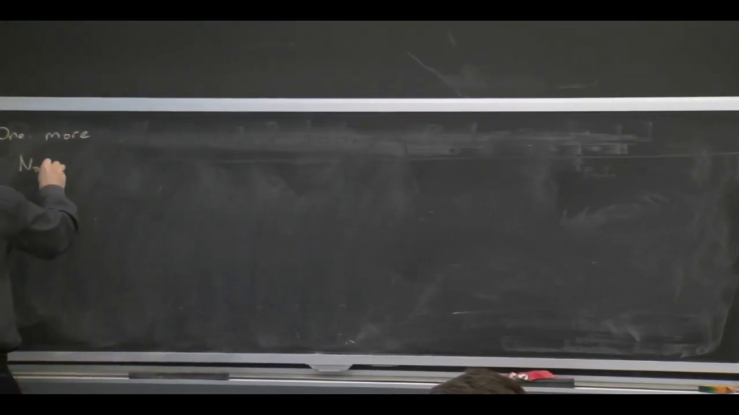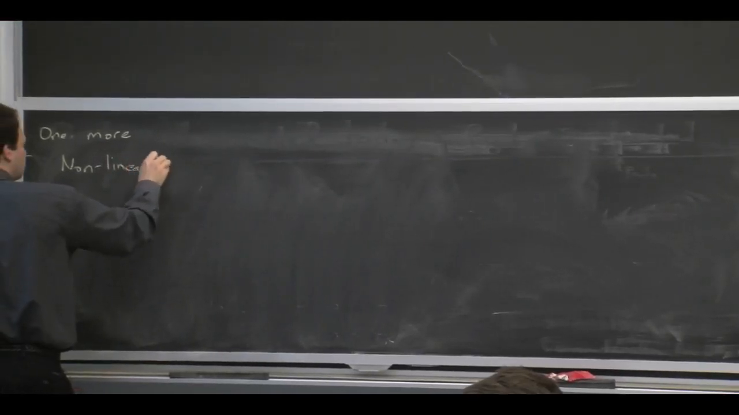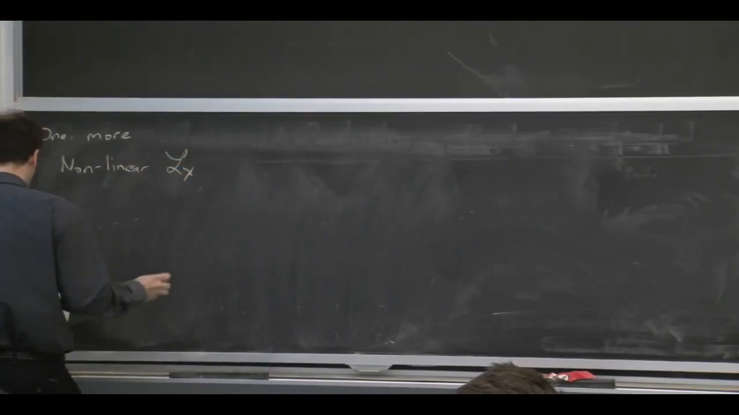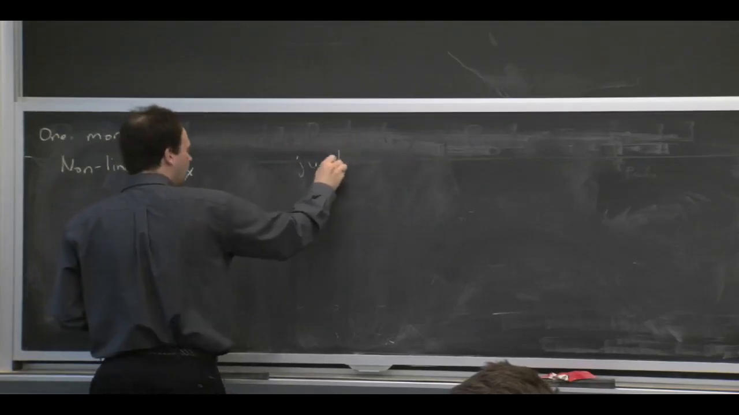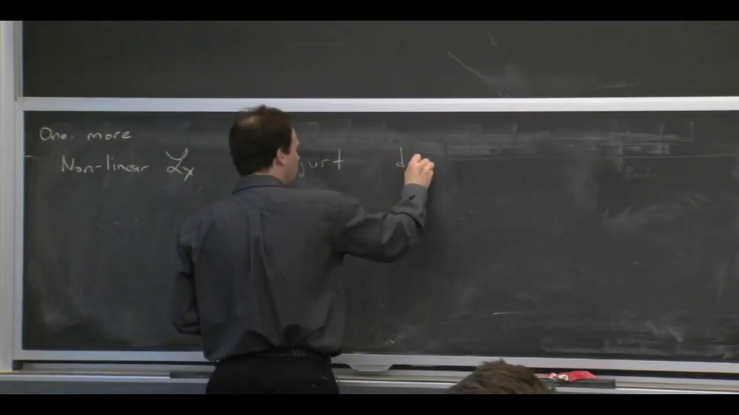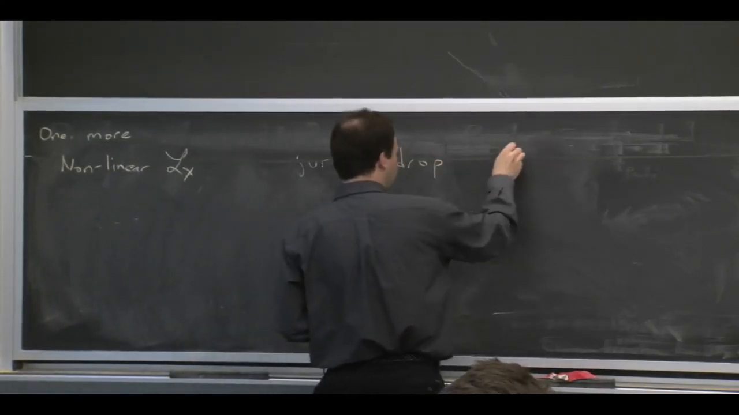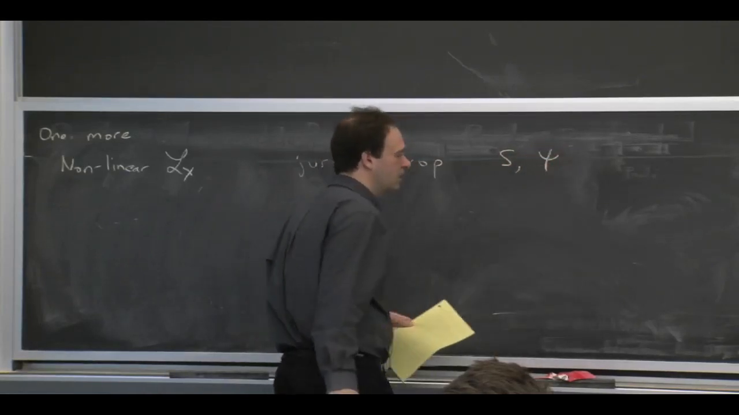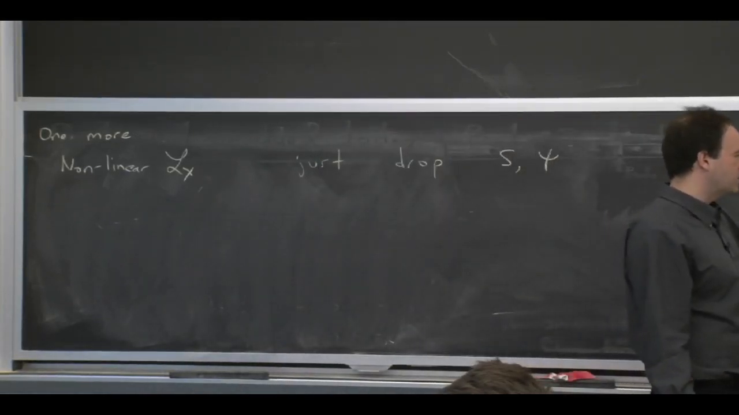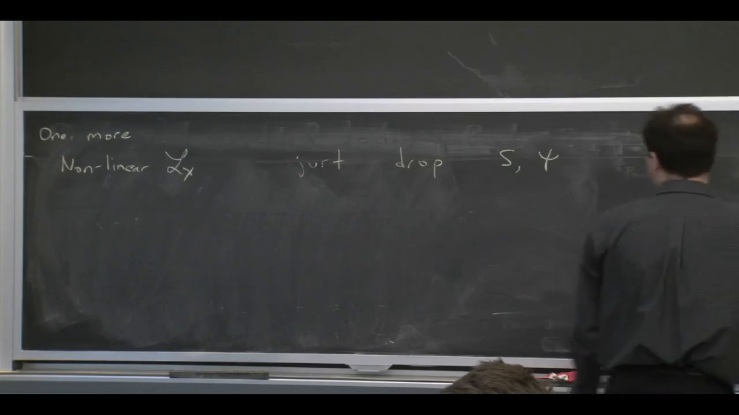And that's the nonlinear Chiral Lagrangian. And what I'm going to do to get there is I'm just going to drop the things that have mass from my previous theory, which are S and psi. So I take this exponential representation of the sigma model. These guys are massive.